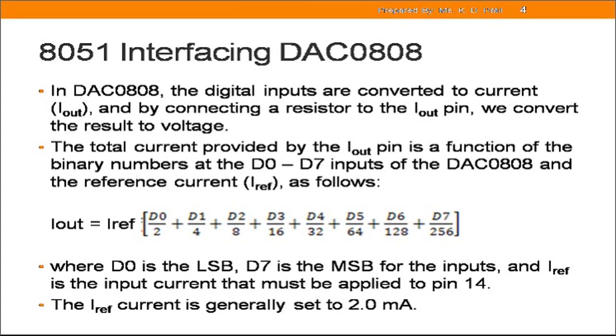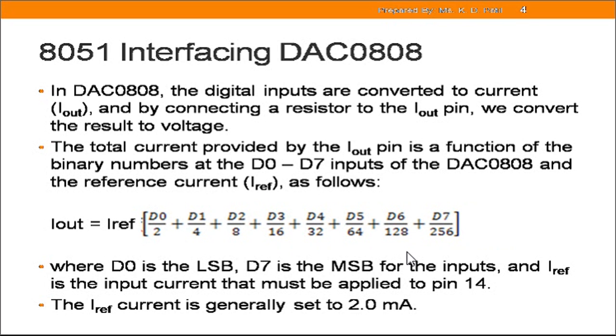In DAC 0808, the digital inputs are converted to the current, that is I out, and by connecting a resistor to that I out pin, we convert the result to the voltage, as digital systems accept those analog signals which are converted from digital number to the analog signals in the form of voltages. The total current provided by this I out pin is a function of binary numbers at D0 to D7 inputs of DAC and the reference current as follows.